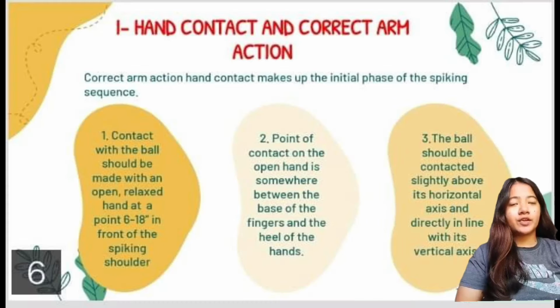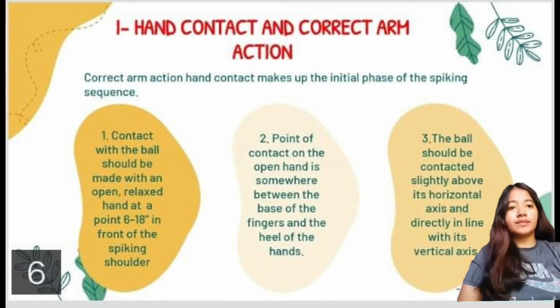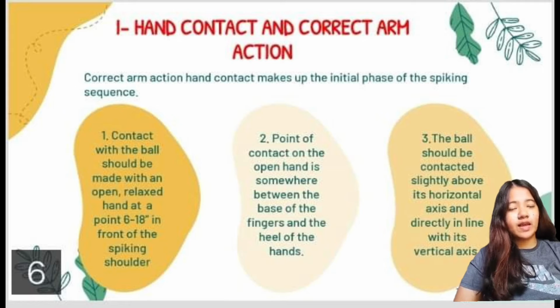Hand contact and correct arm action. Correct arm action and hand contact make up the initial phase of the spike, at a point 6 to 18 inches in front of the spiking shoulder. Number 1 is, it is permissible to spike with a closed fist. However, it is not encouraged. You don't have as much control over the ball when you hit with a closed fist.